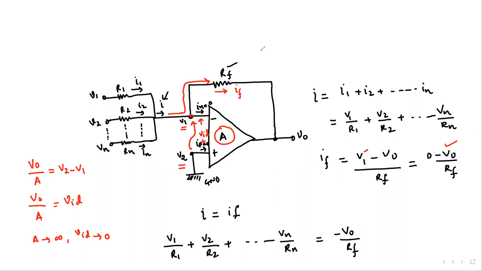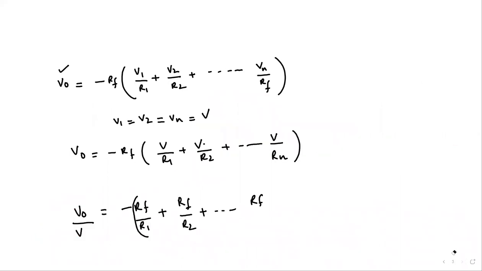Just to correct this one, we have this expression V over Rf. Here we have Rn actually. Okay, so we see from this output expression that we can simply choose different values of R1, R2, and therefore we are able to modulate the output voltage for a given value of Rf and the voltages applied.